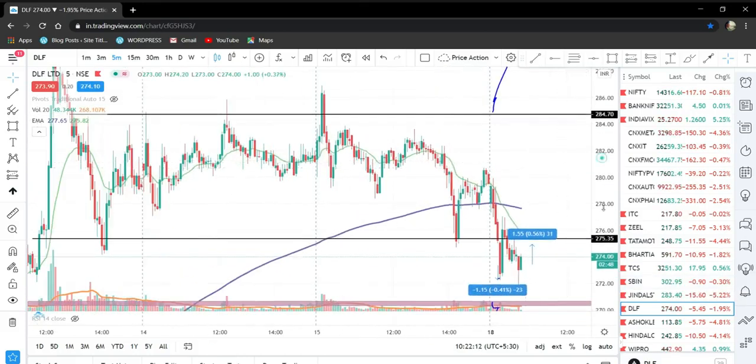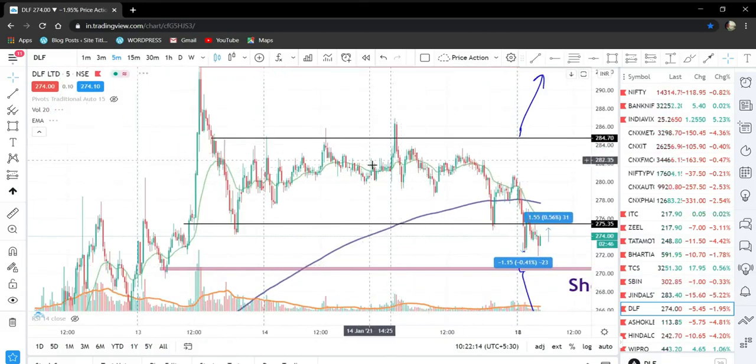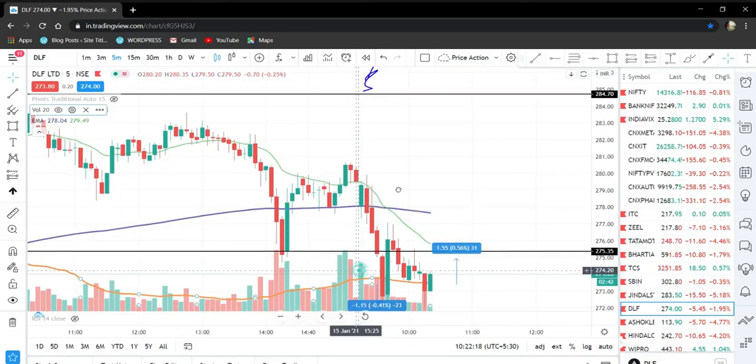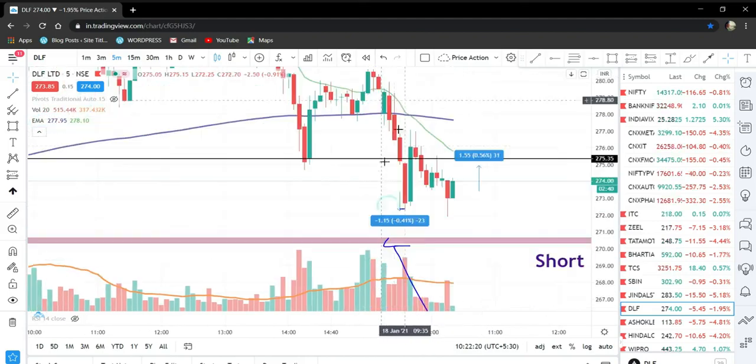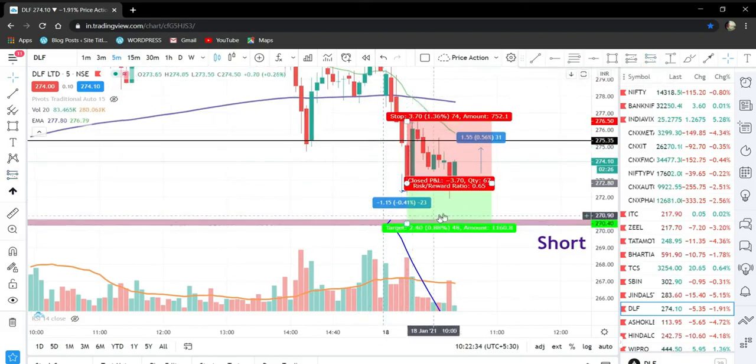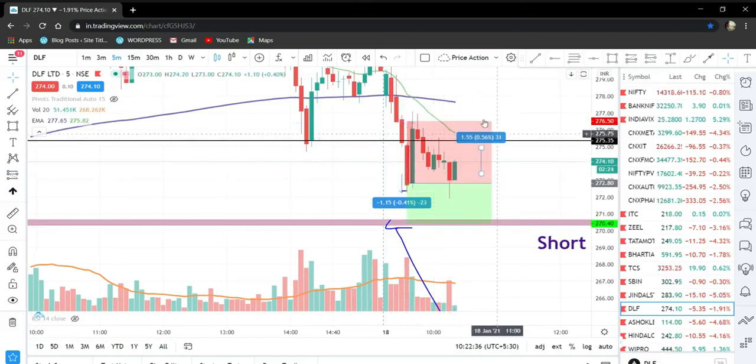The next one is DLF. Now DLF was also trading in a range, and it broke out of the range. Here you can see that there's a little breakout along with really high volume. So at this point you can consider trading in DLF, but if you do that, your risk reward ratio would have been pretty terrible. Like it would have been 0.6, so there's no point in taking this trade.